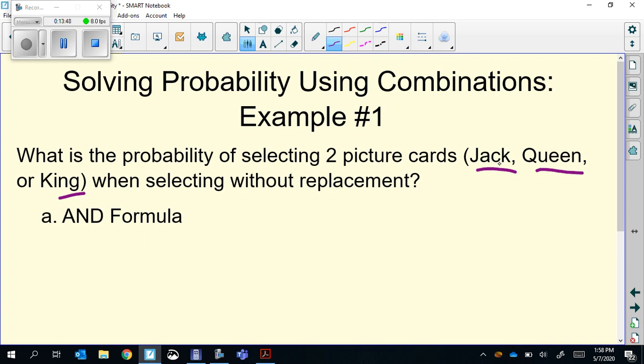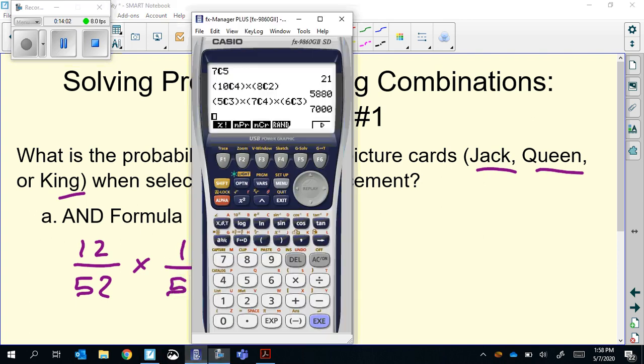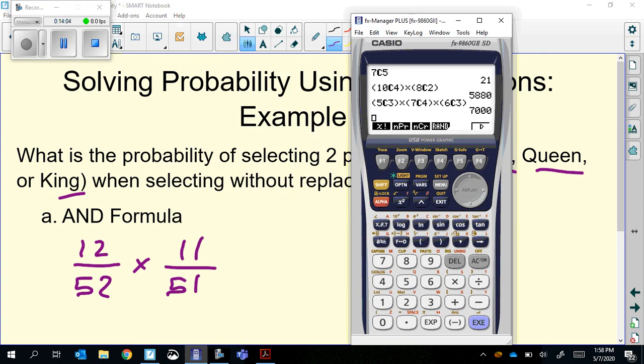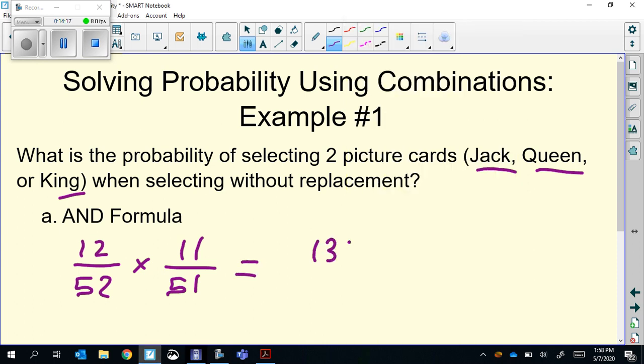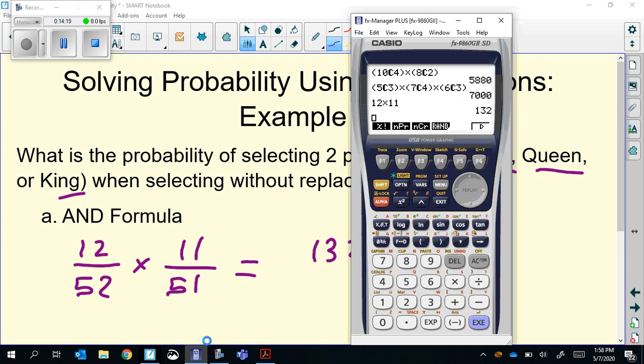So there are 4 jacks, 4 queens, 4 kings. That's 12 picture cards. Without replacement means now we're going to multiply that by there's 1 less card and there's 1 less picture card. So we're just multiplying that out. 12 times 11. And then 52 times 51.